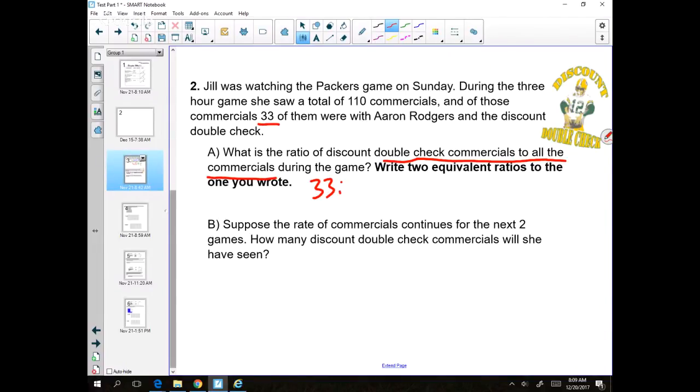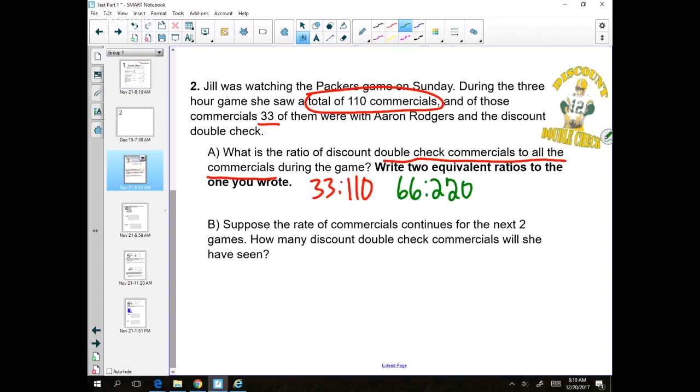All right. Then it says to the total. Well, right here it says the total. So there are 110 total. That's my ratio. It said write 2 equivalent ones. Probably the easiest thing to do is double both of these numbers. So when I double both of them, I get 66 to 220.